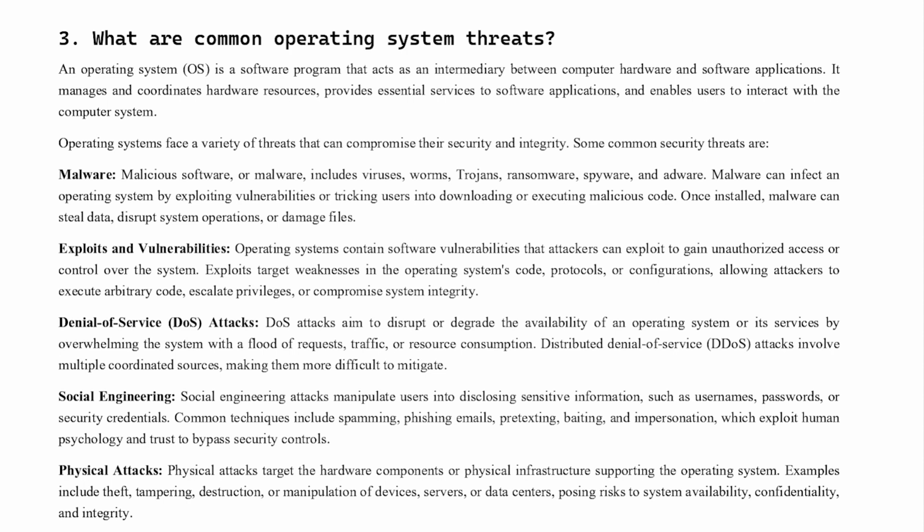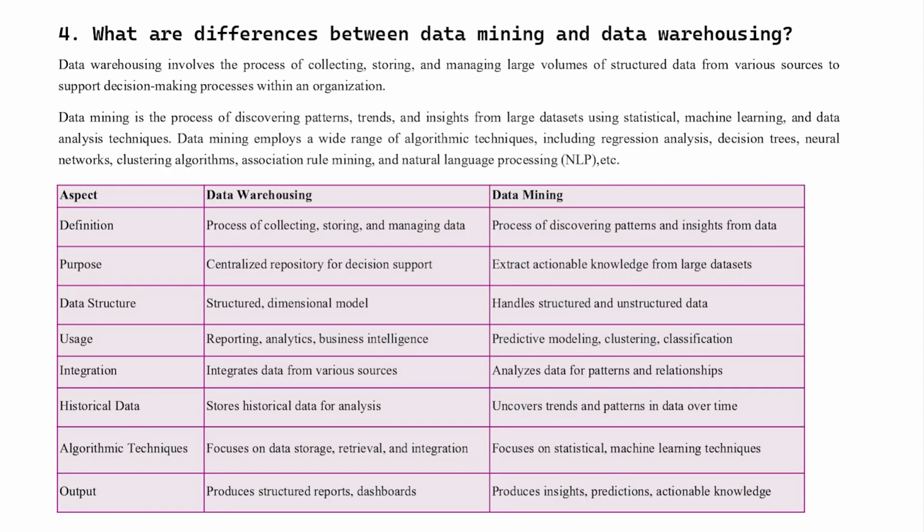Physical attacks. Physical attacks target the hardware components or physical infrastructure supporting the operating system. Examples include theft, tampering, destruction, or manipulation of devices, servers, or data centers, posing risks to system availability, confidentiality, and integrity. 4. What are differences between data mining and data warehousing?